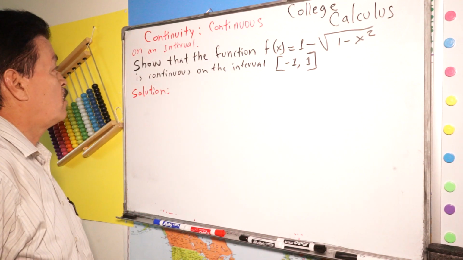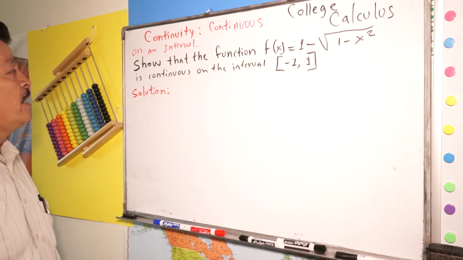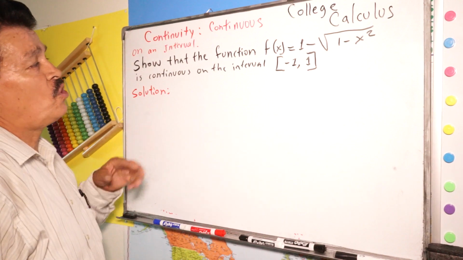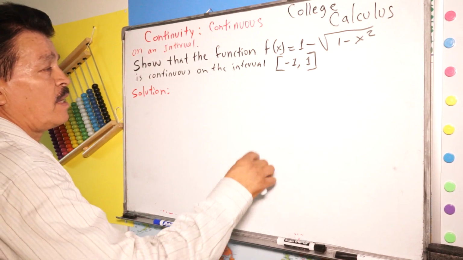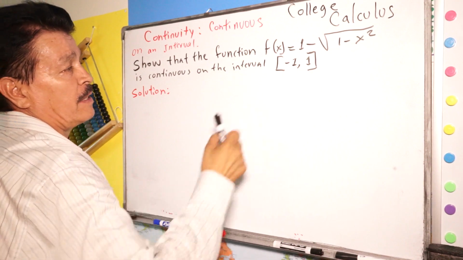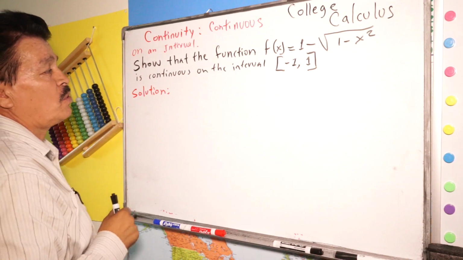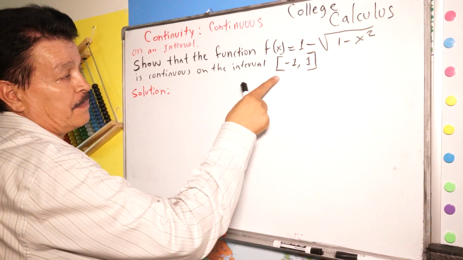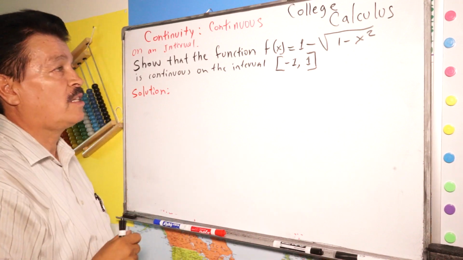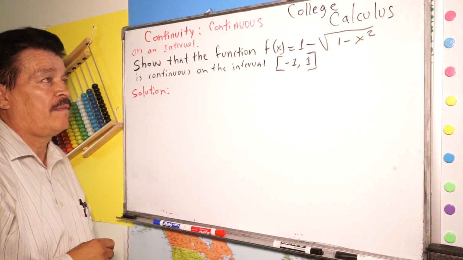So welcome to college calculus. Our problem for today is: show that the function f(x) = 1 - √(1 - x²) is continuous on the interval [-1, 1]. Before we find the solution to this problem, let me tell you something about what a function is.